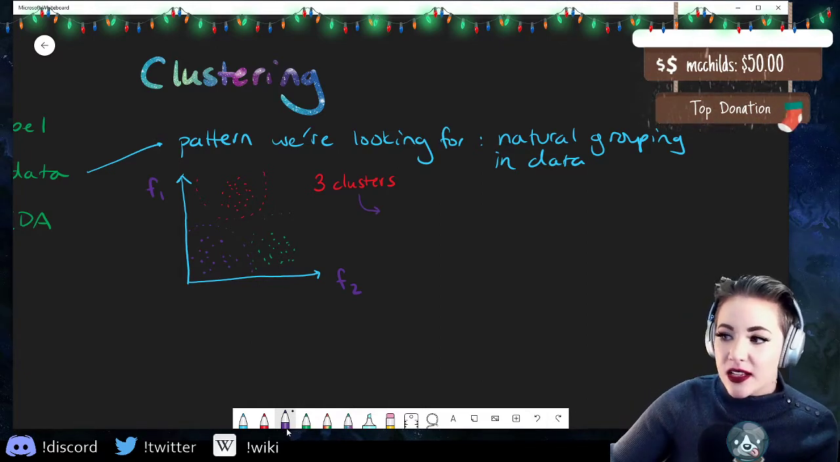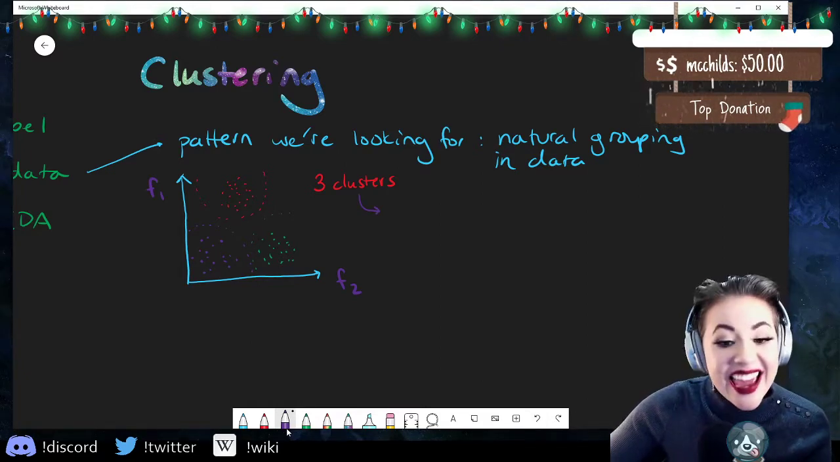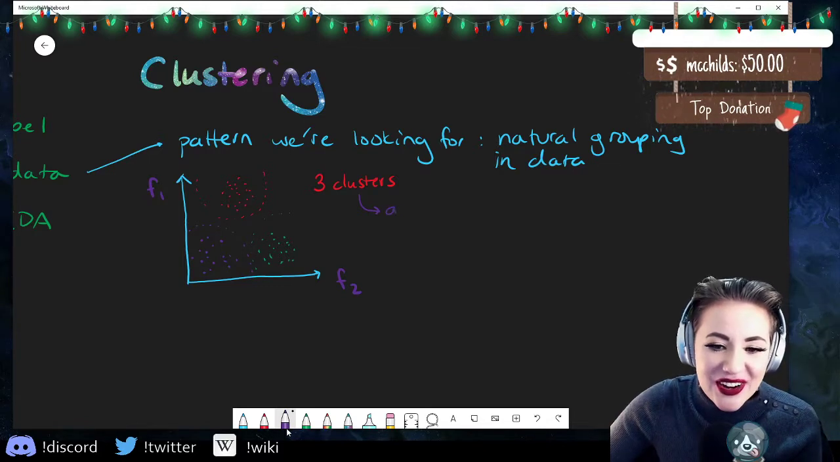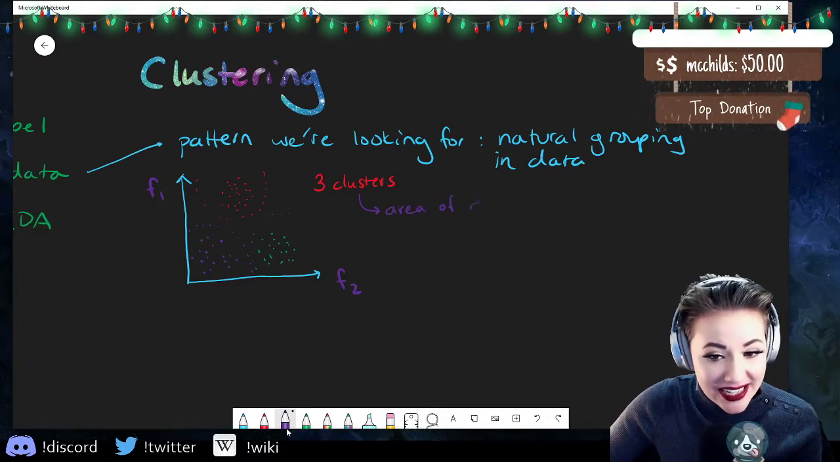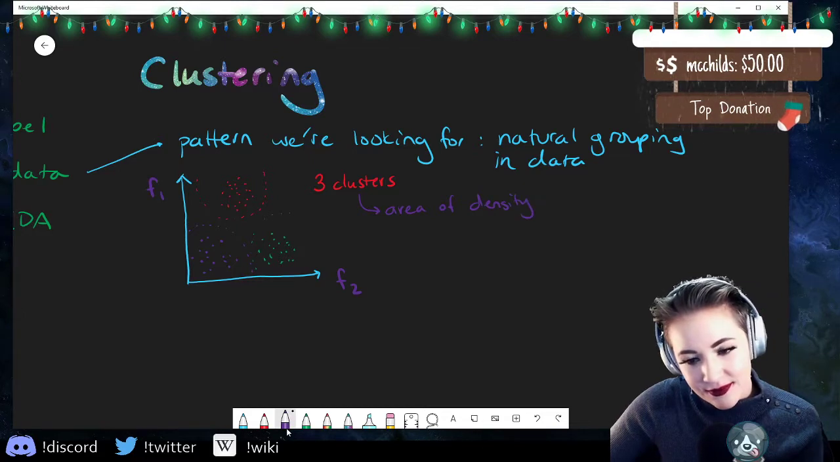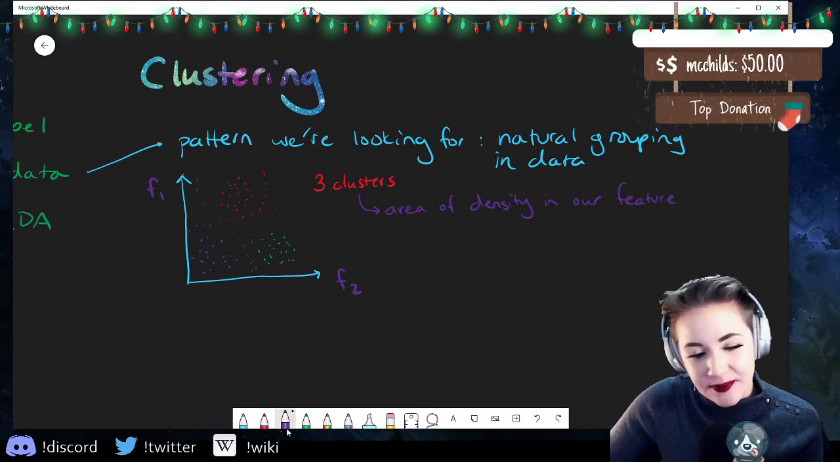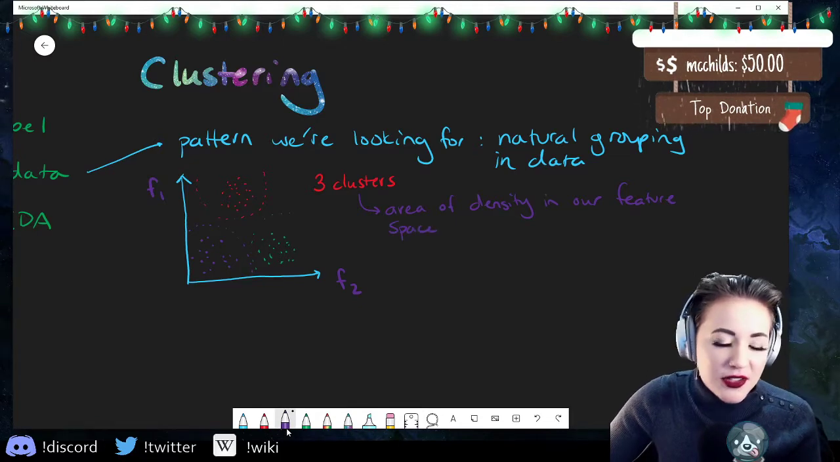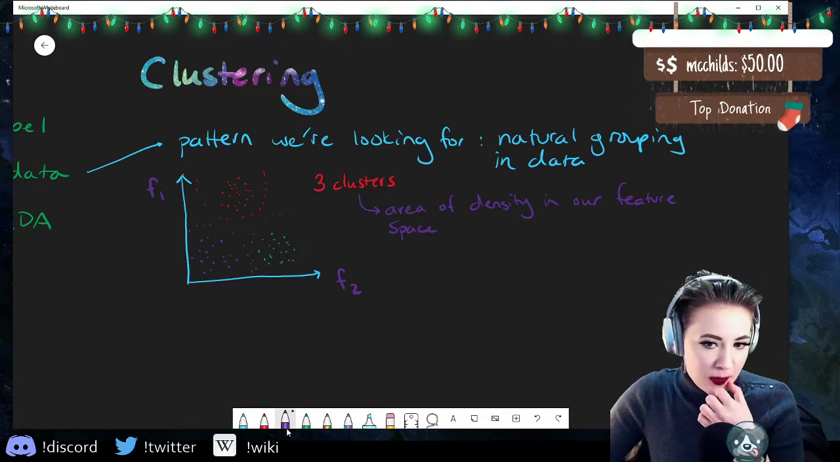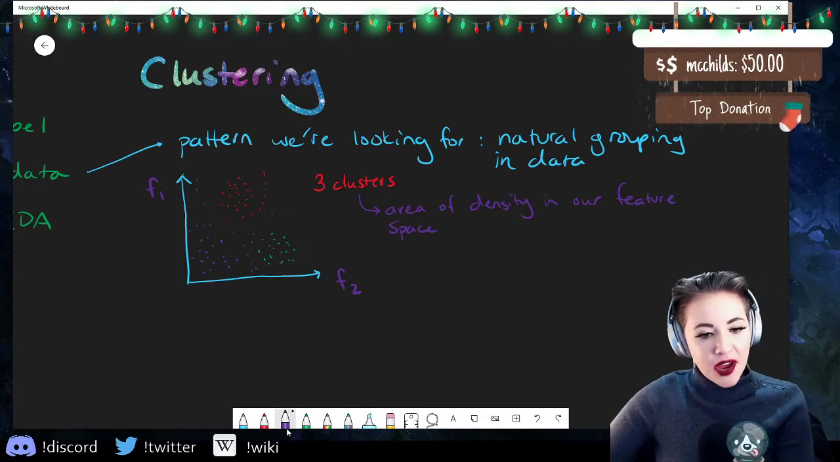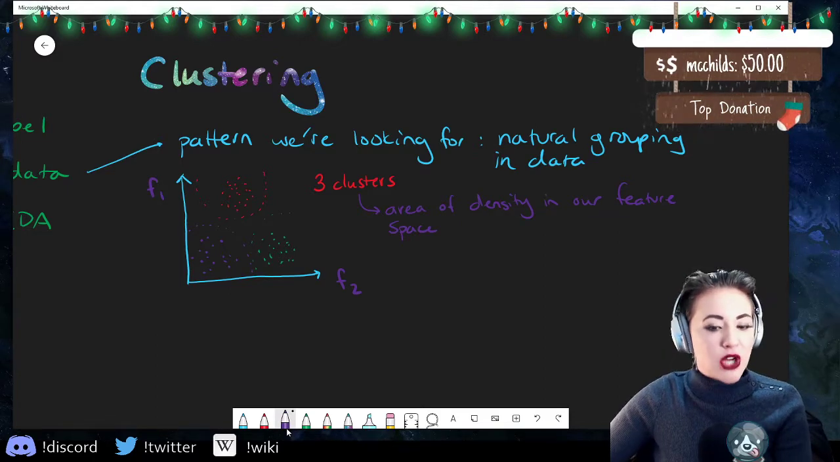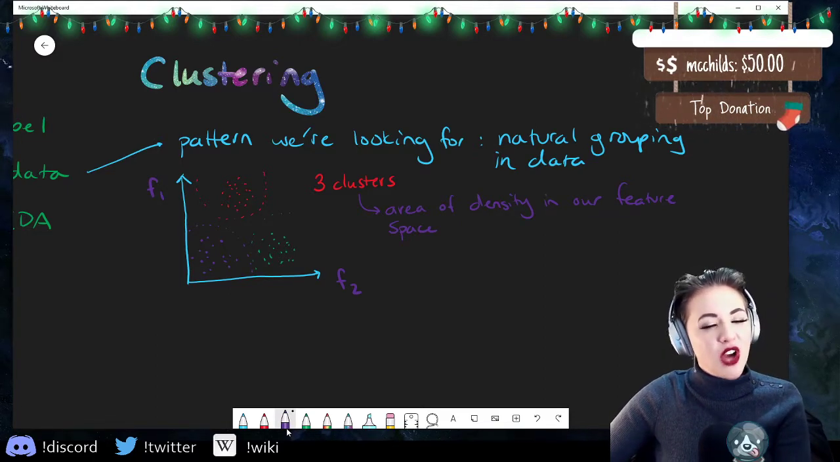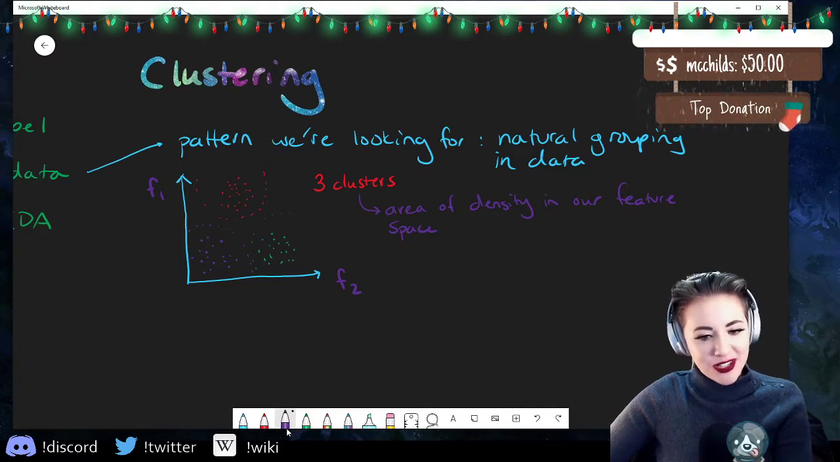So we can define a cluster in this case as an area of density in our feature space. And this is a great moment to pause for a second, because there are a lot of terms that people throw around when talking about machine learning.